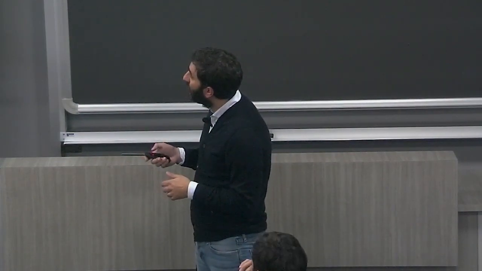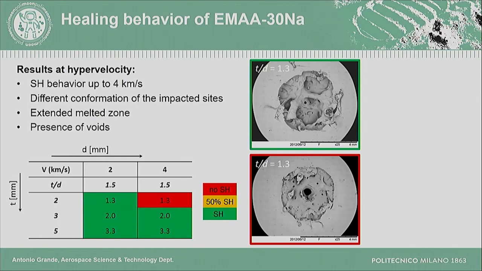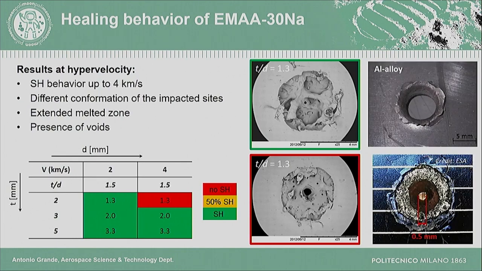We then moved to hypervelocity, from 2 up to 4 km per second. And also in this case, there is a critical ratio for healing, and a different conformation of the damaged site, but still a large number of samples show the self-healing behavior and sealing capability. This is the picture of our polymer. If you compare this kind of damage on a different material, for example the same test performed on an aluminum alloy, here the damage is about 5 millimeters with no healing at all.